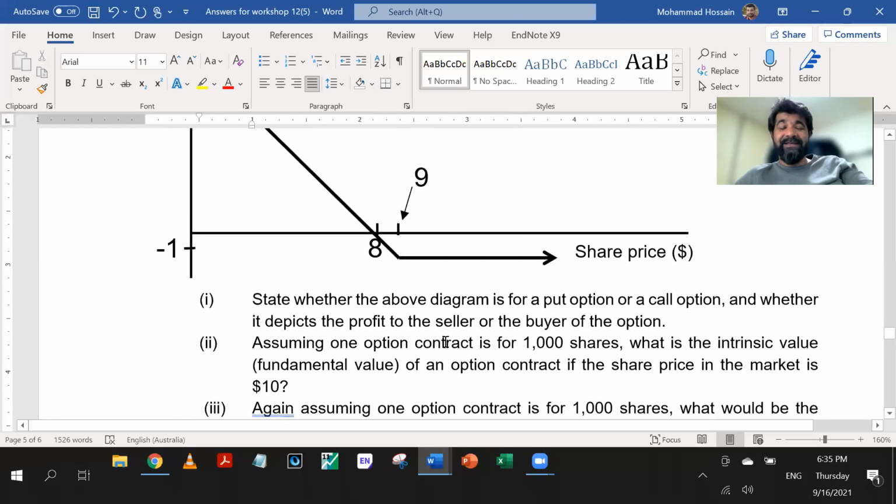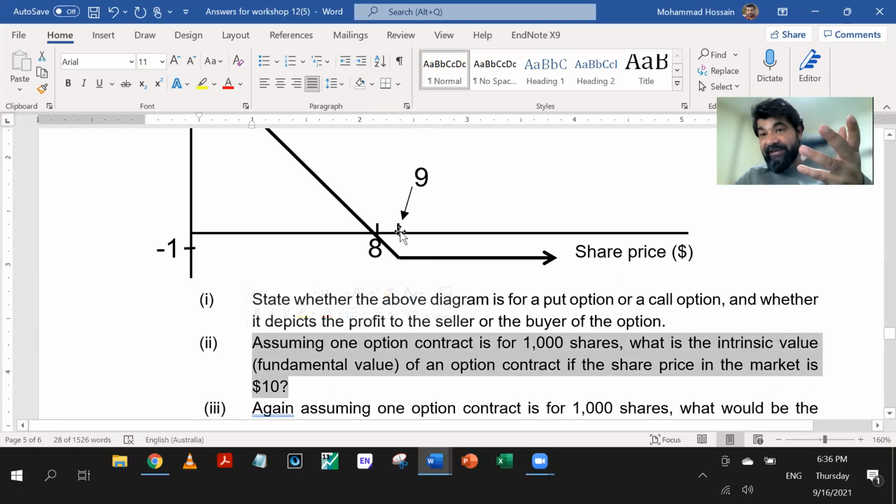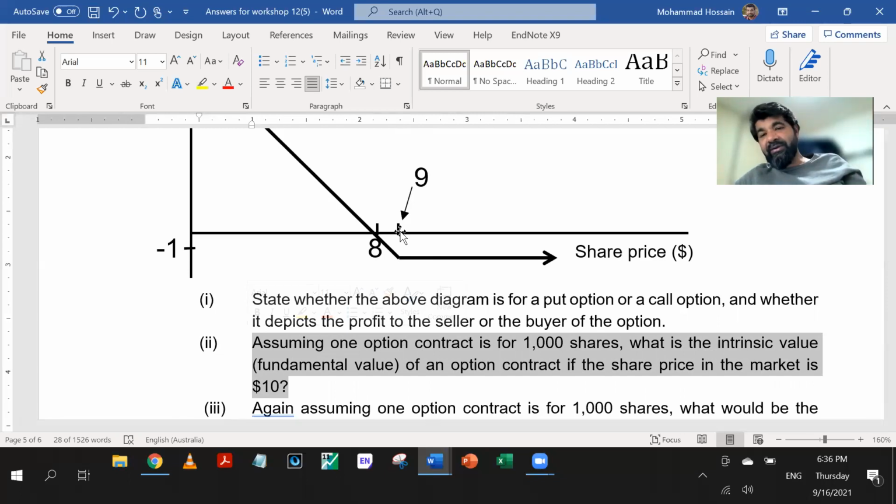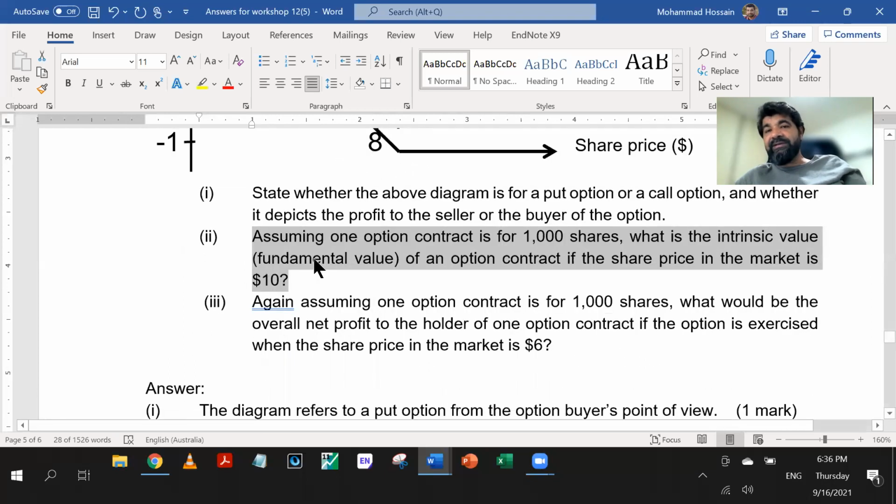They said the market price is $10. Would you exercise to sell it at $9? You will not. So the market value is $10. Your deal was that if it strikes at $9, you can sell it. Why would you sell at $9 if in the market you can sell it at $10? You will not sell it. Intrinsic value will become 0.